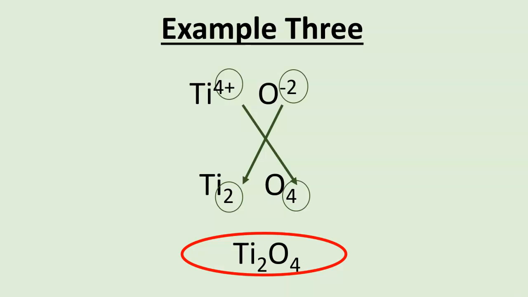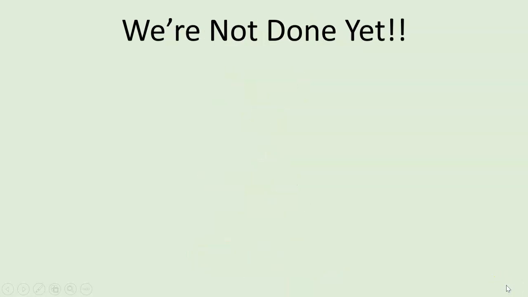This particular problem is we have a Ti2O4 in the answer, but we're not done. Okay, Ti2O4 can be simplified. And if we simplify these numbers, we have a Ti2 and an O4.